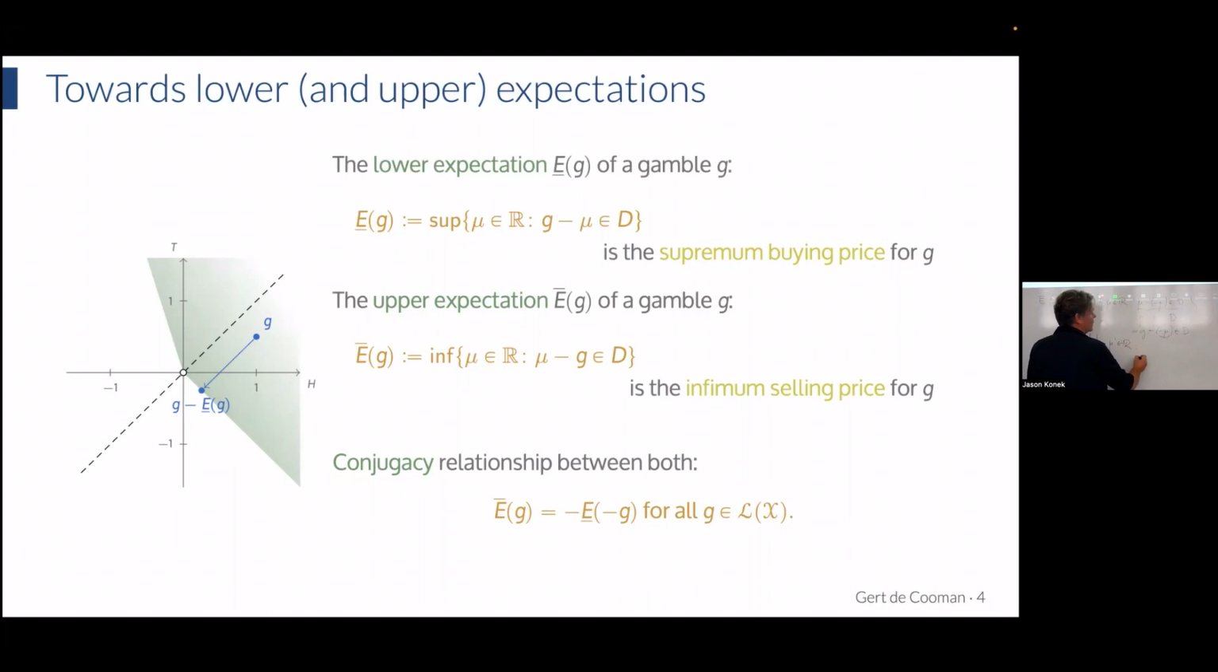R such that G minus mu prime is in D, which is minus the supremum, because minus turns the minimum into the maximum, minus the supremum of the mu prime in R such that G minus mu prime is in D, and this is minus the lower expectation of G. So the upper expectation of minus G is minus the lower expectation of G. That's the conjugacy relationship between the two.